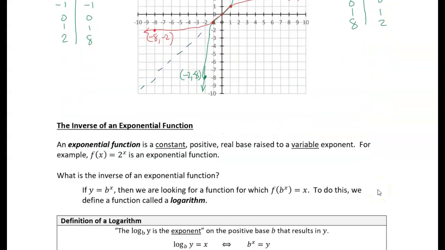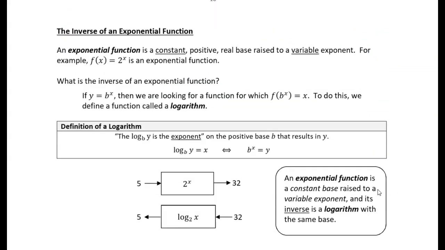Next we're going to talk about the inverse of an exponential function. I will meet you for the next example.